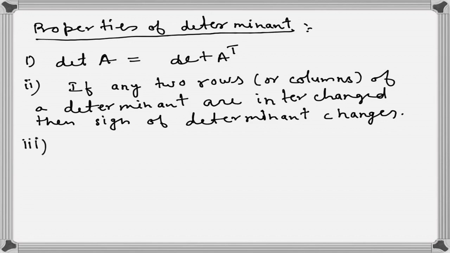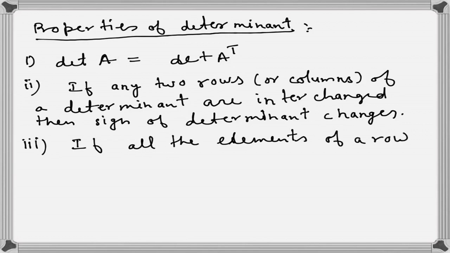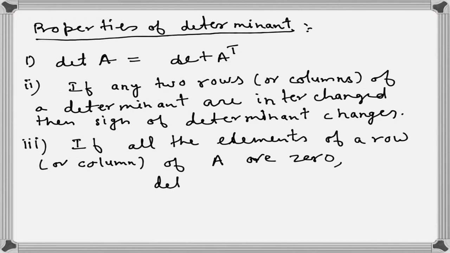Third one, if all the elements of a row or column of A are 0, then the determinant of A is 0.